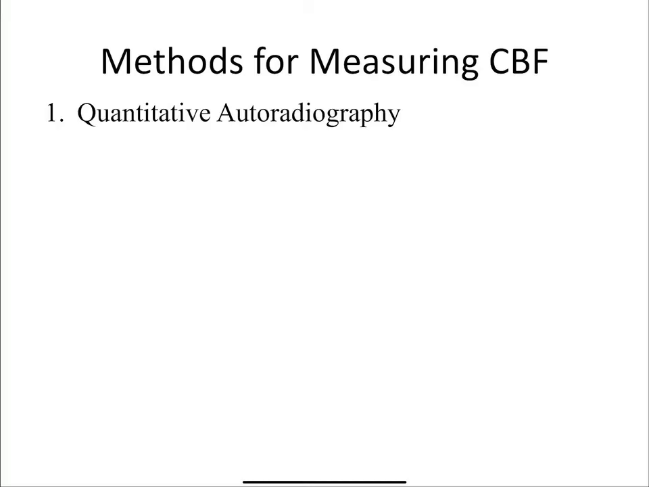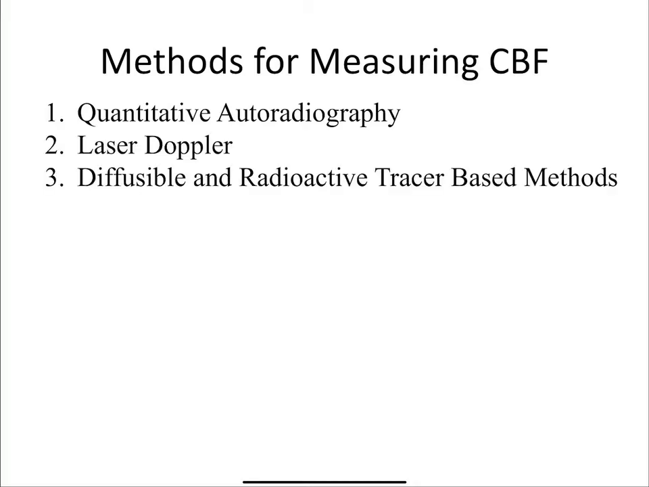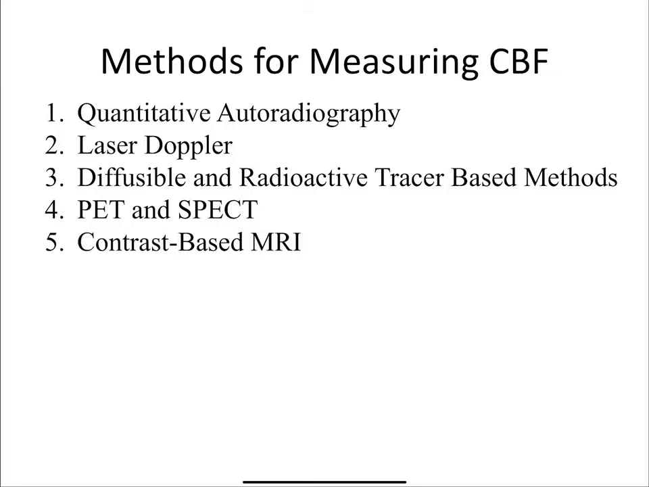Even if you could do it, you probably wouldn't want to because it's such a pain to do. But there are other methods like laser Doppler. You can measure blood flow in sort of large arteries. You can use radioactive tracer-based methods such as PET and SPECT. You can use contrast-based MRI. But the problem with all these methods is they're very invasive. You're injecting something, and anytime you inject something into the bloodstream, there's always some finite possibility that things are going to go wrong. And also, subjects don't tend to like that, right?